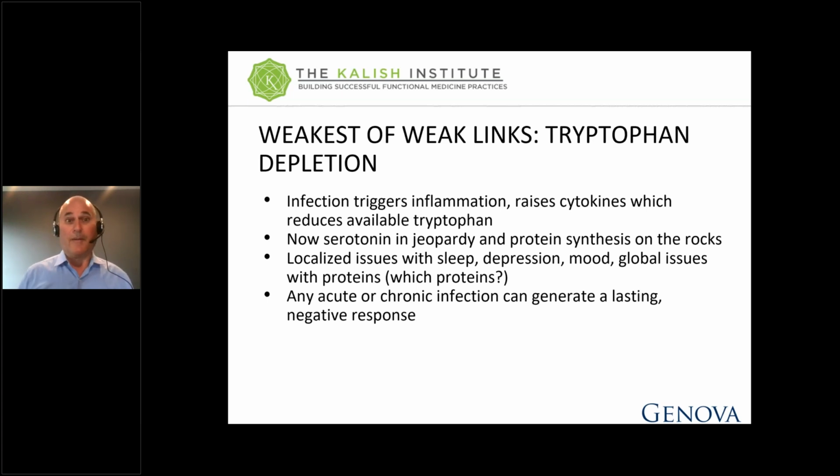So infection triggers the inflammation that raises the cytokines, that reduces the available tryptophan. And there's not much of it around anyways, right? Because it's the amino acid that we have in the smallest amount. Now your serotonin is in jeopardy. Okay, so you're a little depressed, can't sleep well. That's one problem. Maybe you're overeating ice cream at night or whatever, from low serotonin.